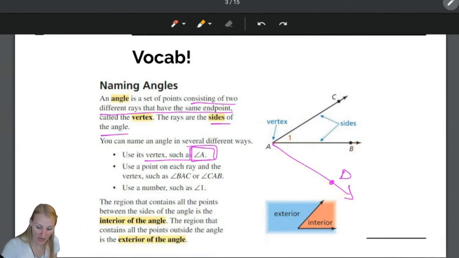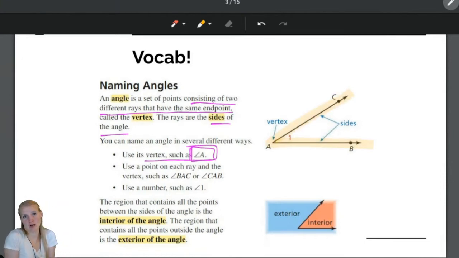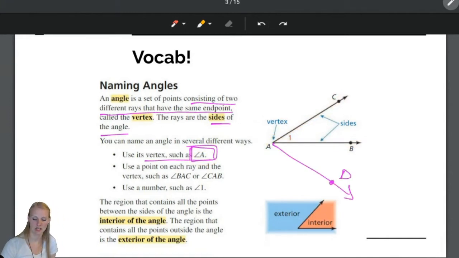So if we don't have this ray right here, and you say angle A, this is the only option for angle A. So when point A is only part of one vertex for one angle, then you may call it angle A. But if we have this case, like here, you cannot call this angle A, because all of these are kind of like angle A, and I don't know which one you're talking about. Okay, so a better way to name angles, this one is confusing.